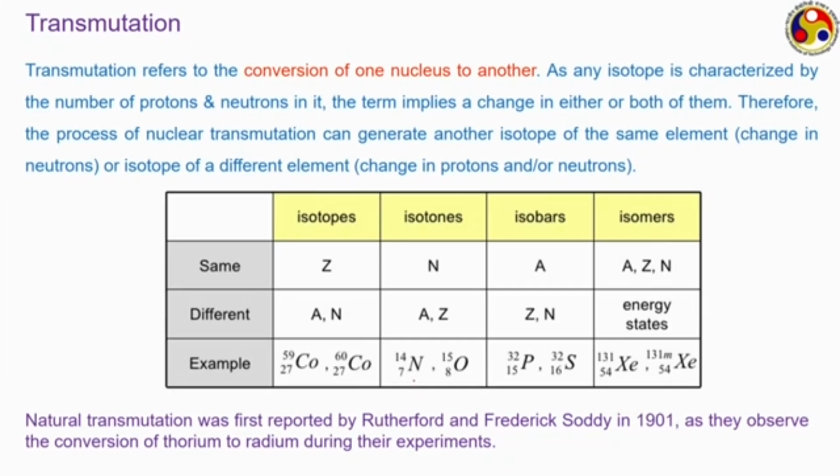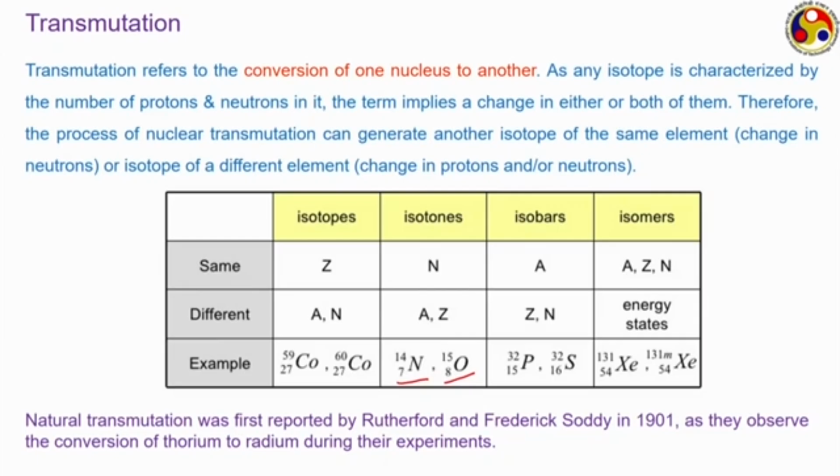The natural nitrogen isotope has 7 protons and 7 neutrons in it, giving a mass number of 14, whereas this particular isotope of oxygen has as usual 8 protons, but it has 7 neutrons and thereby a mass number of 15. So, both these two isotopes, nitrogen and oxygen, have different mass number and different atomic number, but their number of neutrons are the same and they are called isotones.